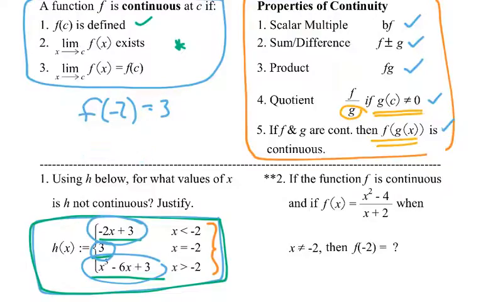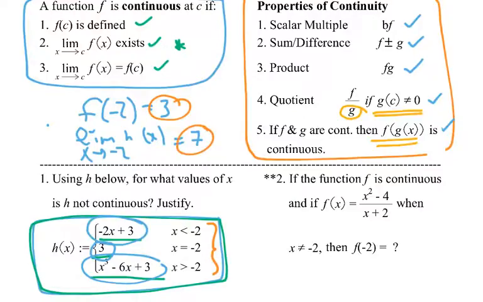So yes, the limit as x approaches negative 2 for h of x equals 7. Now, the function is defined at negative 2. The limit exists at negative 2. Now we have to check whether those are the same. And you can see that one of those things is 3 and one of those things is 7. So those are not the same.